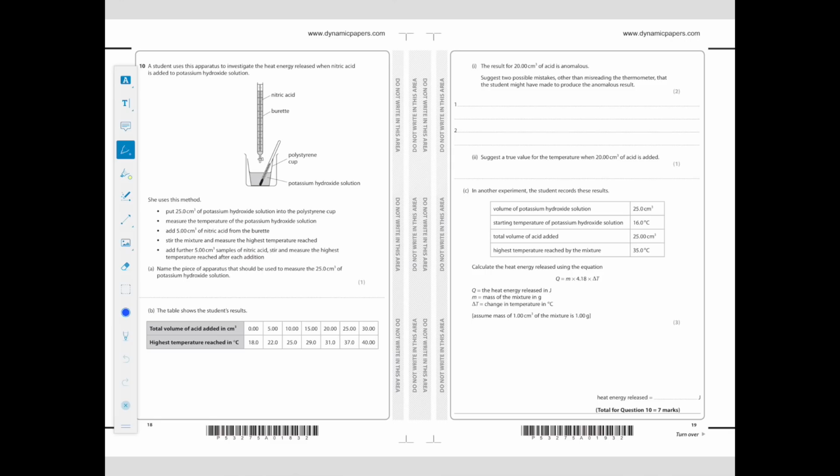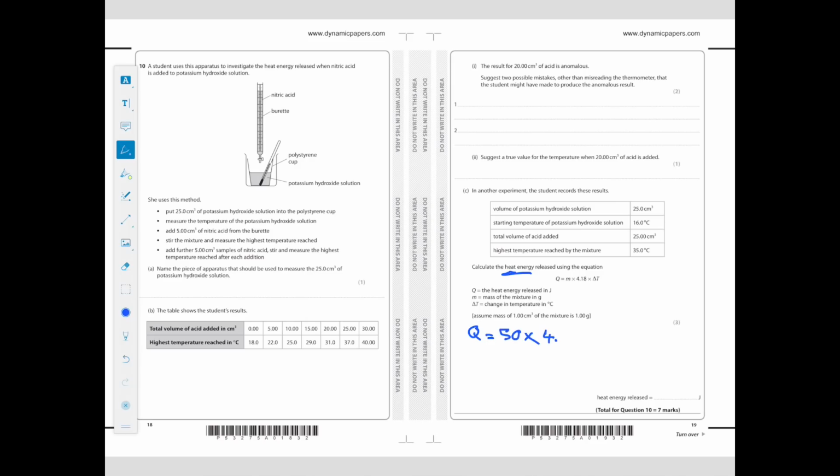In another experiment, the student records these results. Volume of potassium hydroxide solution, starting temperature of potassium hydroxide solution, total volume of acid added, and the highest temperature reached by the mixture. And we're calculating the heat energy released using this equation, Q = mcΔT. So this is really nice. They've given us pretty much all of it. So Q is what we're after. Mass of the mixture, so you need to add those two volumes together. So 25 plus 25 is 50.